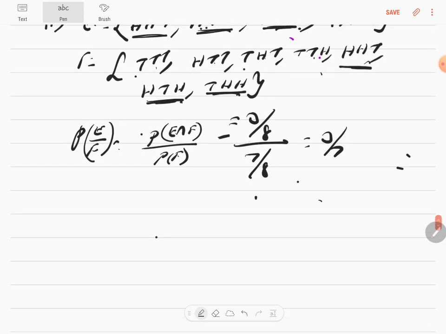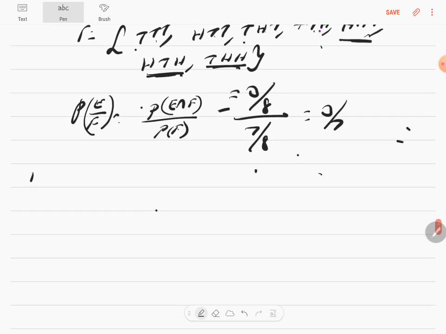If you don't write the sample space below, they won't give you marks. So you must be very careful. Let's go to the third question.